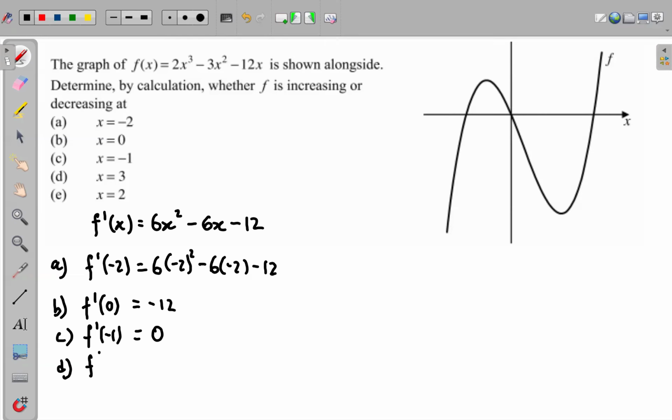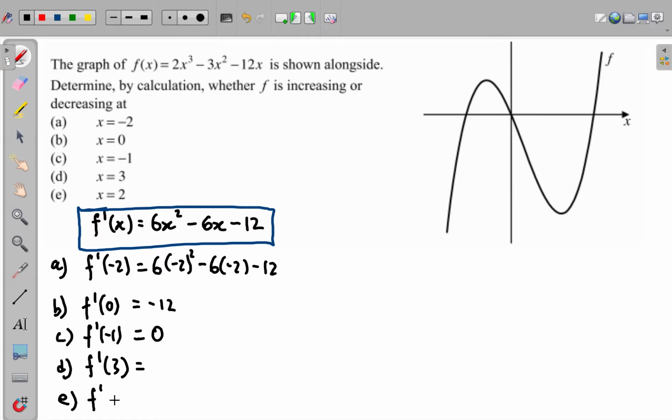And then f prime of 3. Remember, this is what f prime is. So I'm substituting here in the gradient. I want to find what is happening to the gradient then. F prime of 3, I'll wait for someone to work that out for me, as well as f prime of 2. Please, guys, talk to me, what do you have?